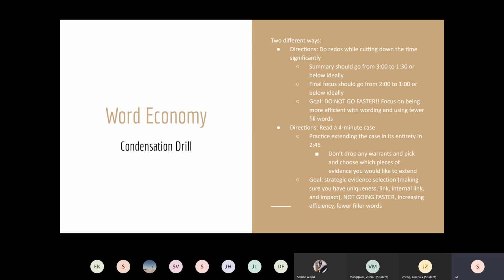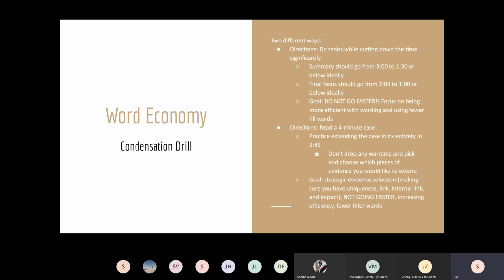You can do this by taking small parts, like small arguments, cutting them down individually, and then getting the overall speech down. It's easier to understand your summary and word economy that way. The goal is to not go faster. When you're cutting it down, don't increase your speed. Focus on being more efficient with wording and using fewer filler words.